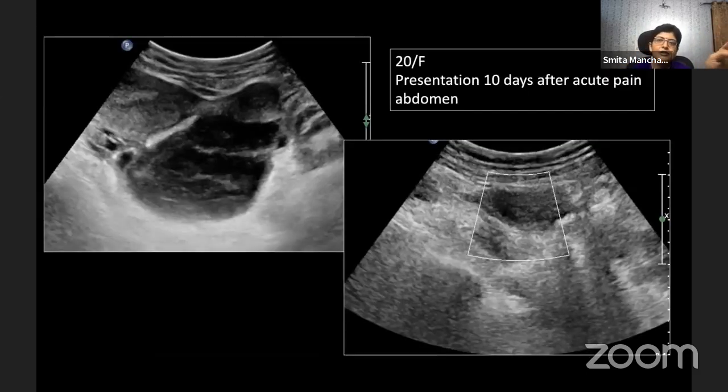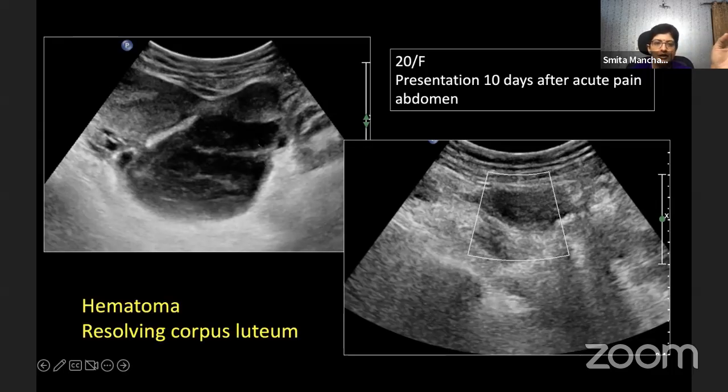Another patient, now she is presenting 10 days after the acute pain. She had an acute pain abdomen. She went somewhere in private, got some medication, pain settled to some degree, and then she went back home. And then she comes back again 10 days later. And now this cyst is, it's looking like maybe a normal ovary with some enlarged follicle, but we are seeing this hematoma kind of picture still within the pelvis. So hematoma and a resolving corpus luteum.